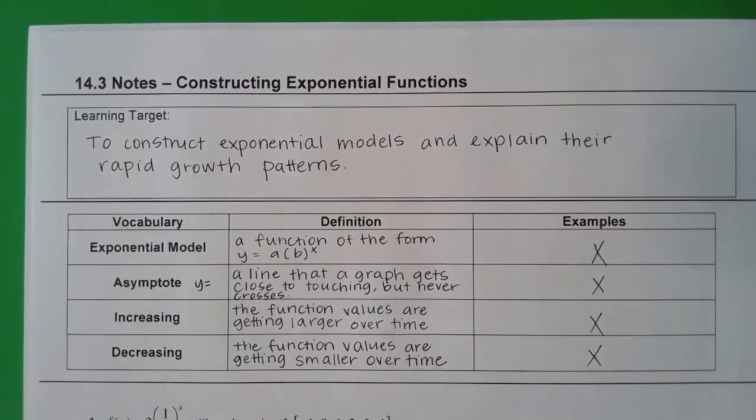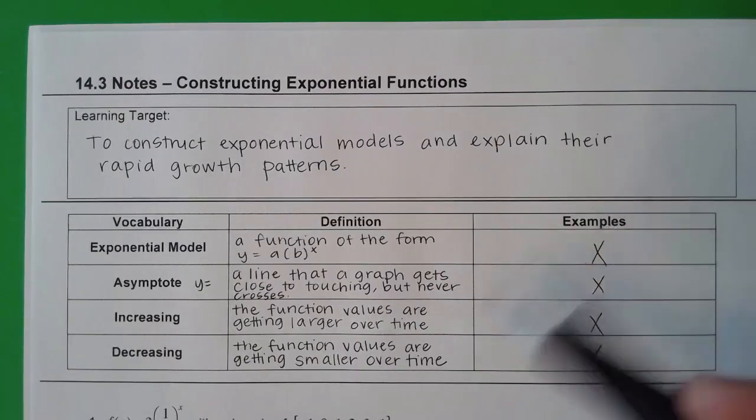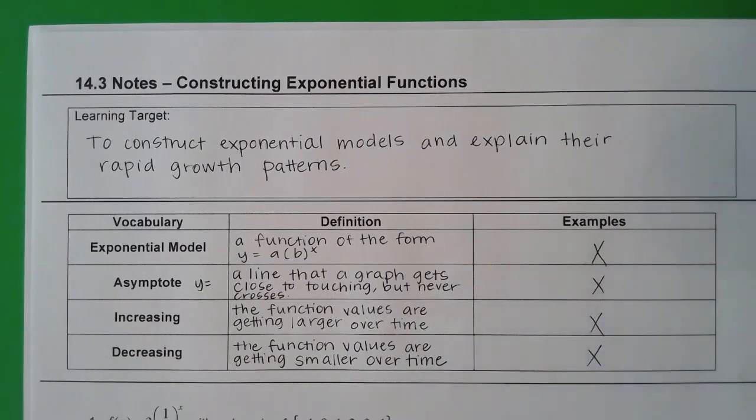A function that's increasing means that it's going up, or the function values are getting larger over time. And then when a function is decreasing, it means that it's going down, or the values are getting smaller over time. And so those definitions are kind of going to provide a foundation to the examples that we'll look at today.